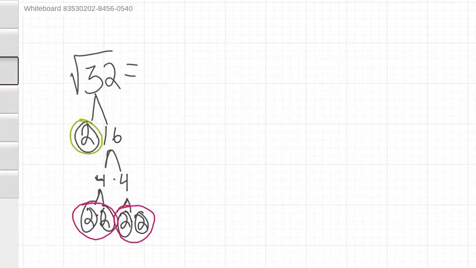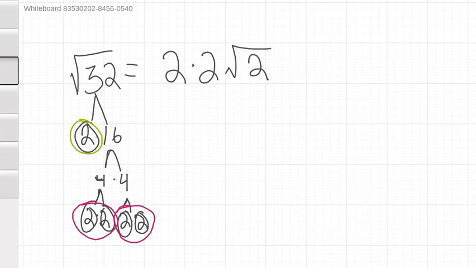So now the 2 is going to come out and play, but since we have two pairs, two 2's will come out. So now we're going to have 2 times 2 square root of 2. 2 times 2 is 4, so it would be 4 square root of 2.